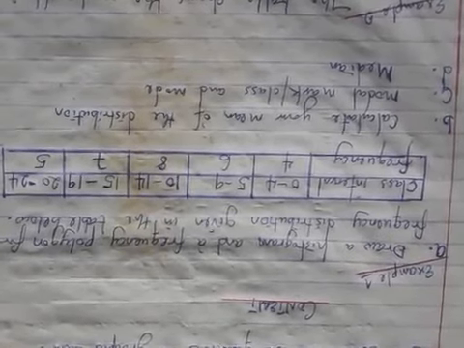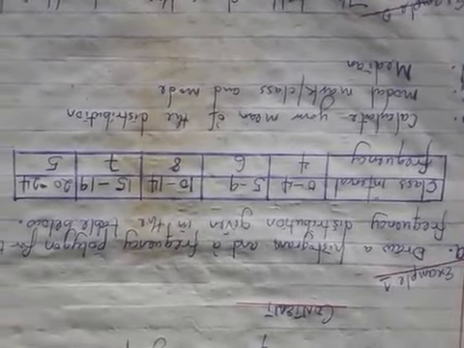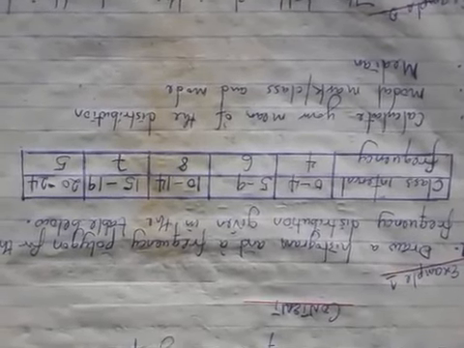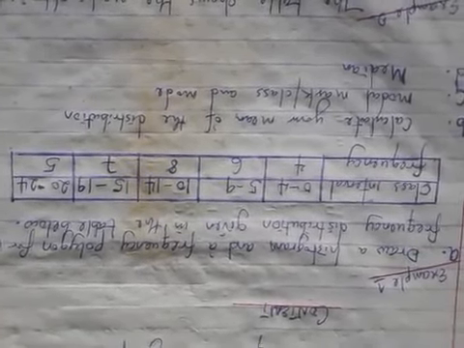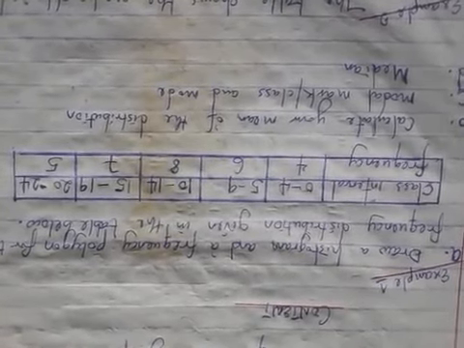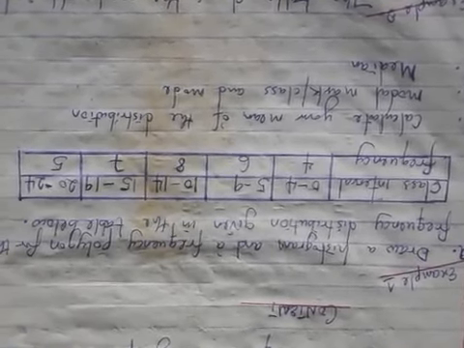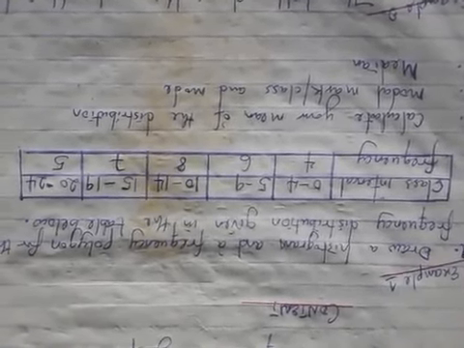Let us continue. You can see the class interval of 0 to 4, 5 to 9, 10 to 14, 15 to 19, 20 to 24. And you can see the frequency. The number of people you can find between 0 to 4 is 4, 5 to 9 is 6, 10 to 14, 8, 15 to 19, 7, 20 to 24, 5.